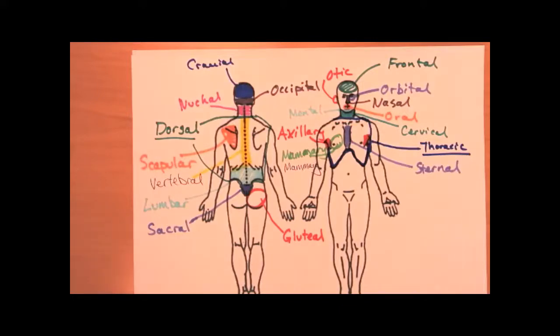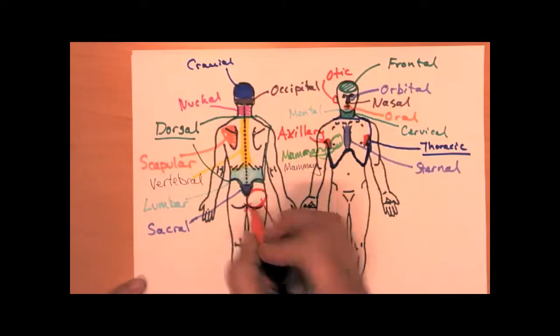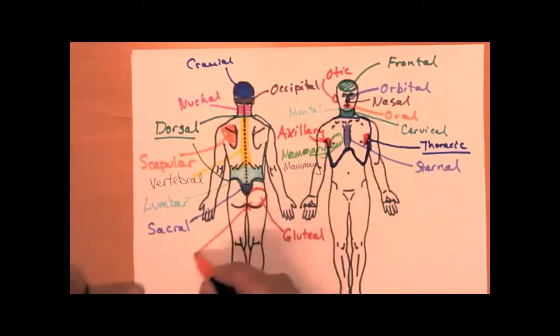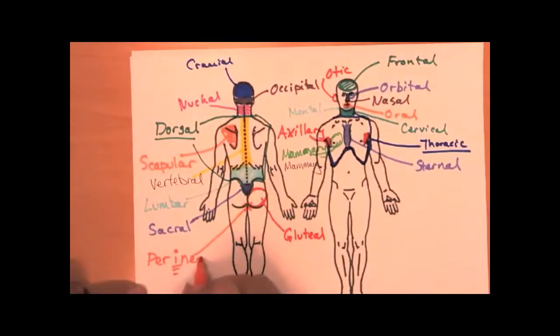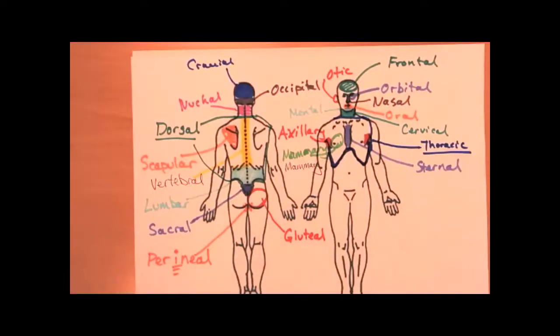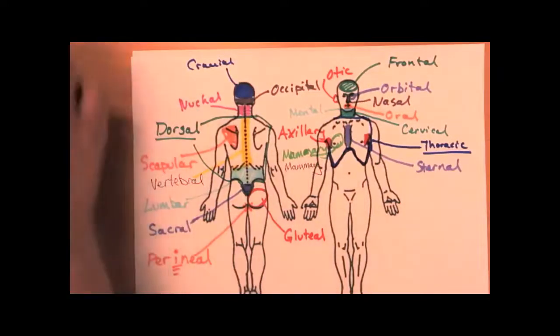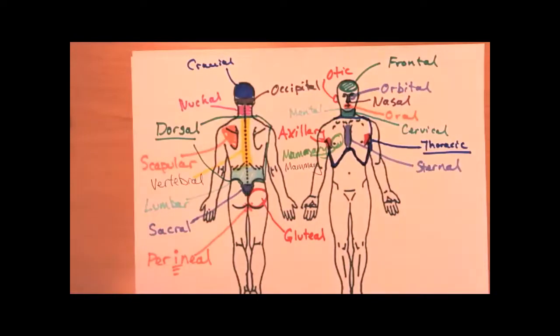The next term on the list actually can't be seen in either of these perspectives. I'm going to put a little star. Pair it with an I, perineal. This is the region between the genitals and the anus.